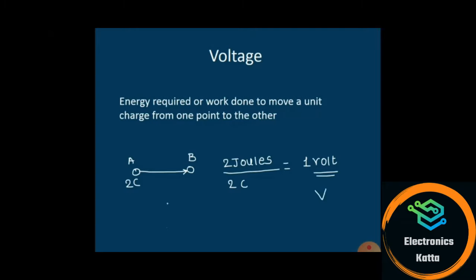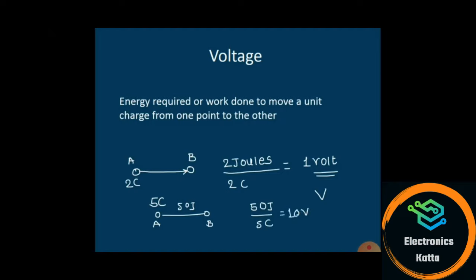The higher the amount of energy required to move a charge from one point to another, the higher the potential difference. Let's say 5 coulomb of charge is at point A, and to move this charge from point A to point B we require 50 joules of energy. So the potential difference between the 2 points will be 50 joules divided by 5 coulomb, which is equal to 10 volt.